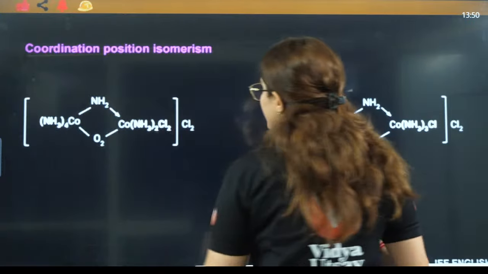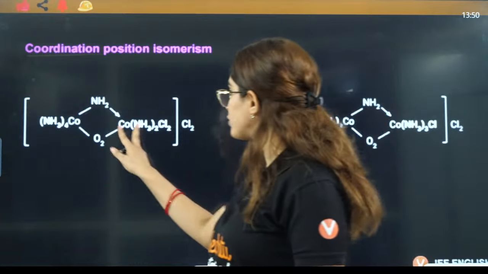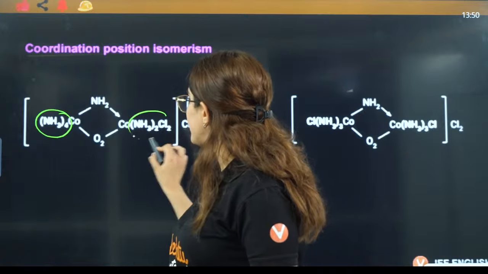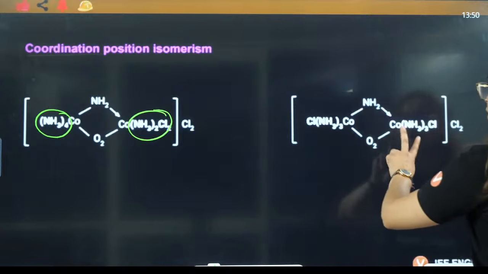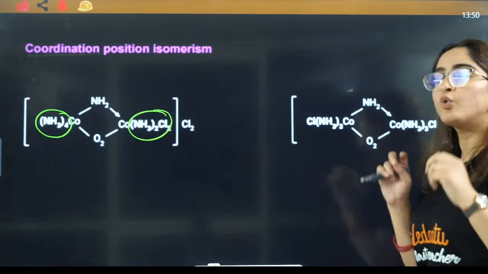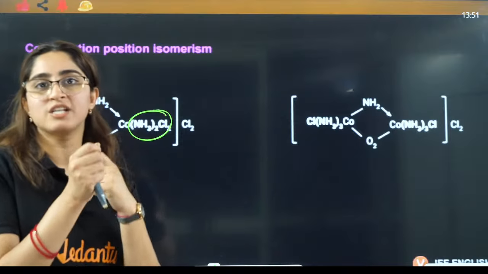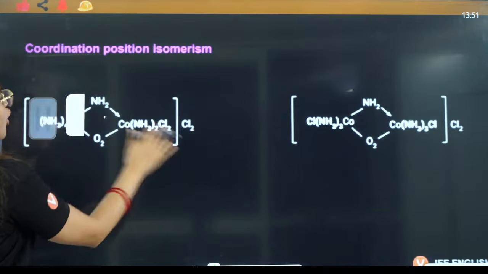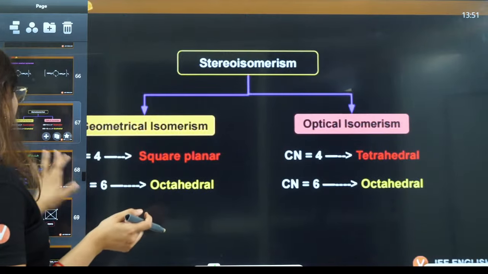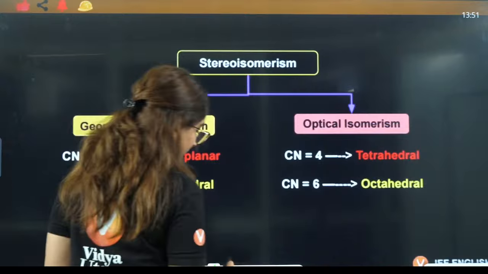Coordination position isomerism is when you have this kind of complex, two metals are there in one complex, and each metal has different ligands. Here you have NH4, here you have different ligands. Now here this cobalt and this cobalt have different ligands. When you have two metals in one compound and they inter-exchange their ligands, that is called coordination position isomerism. Okay, then guys we have stereoisomerism, that is geometrical and optical isomerism.